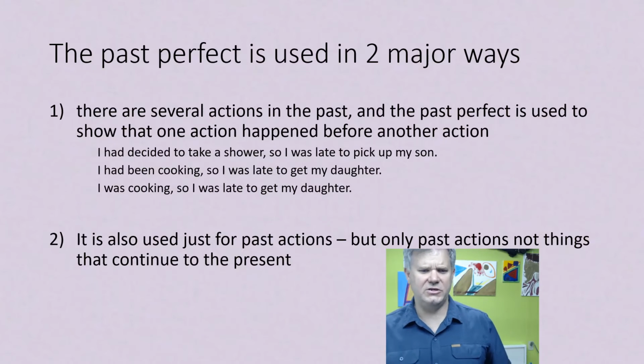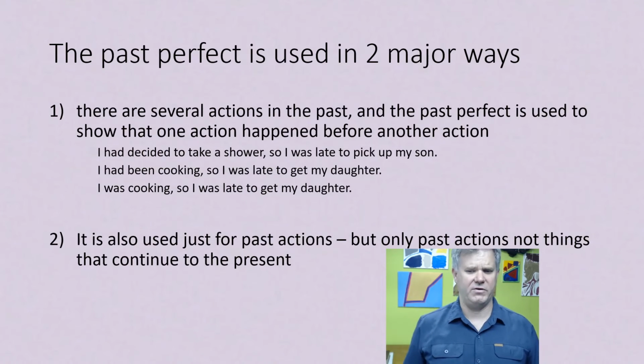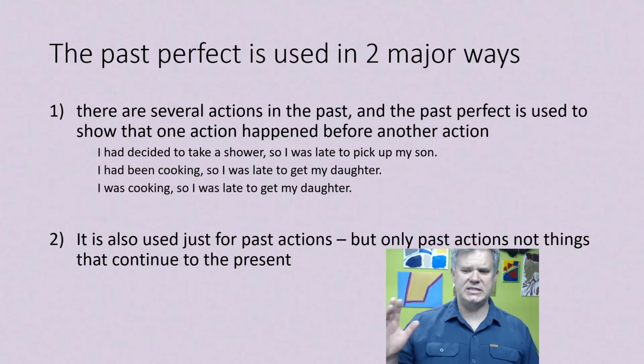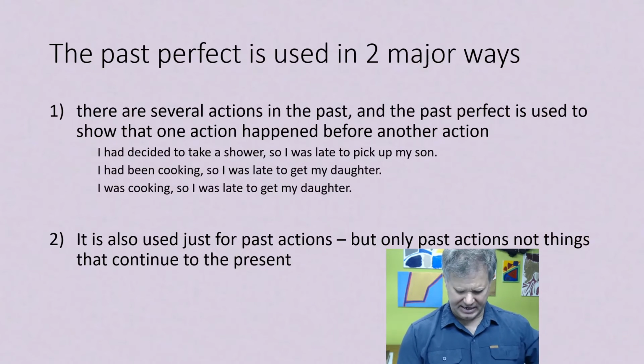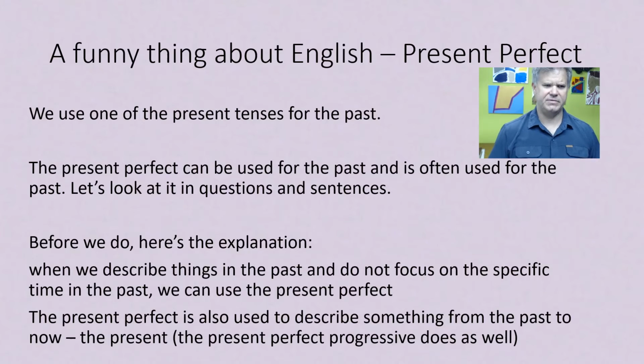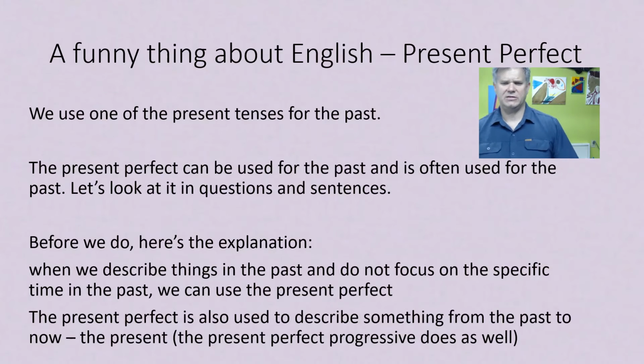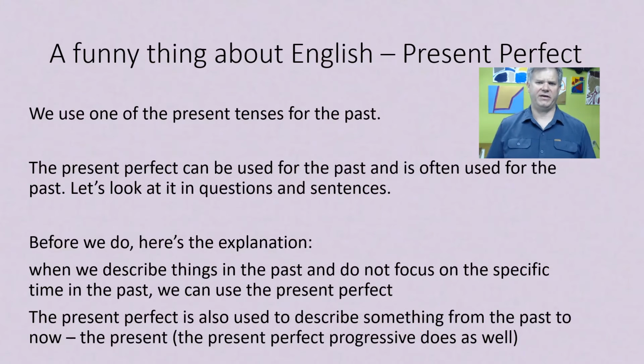It is also used just for past actions in general, but only past actions, not things that continue to the present. They finished, they're done, happened in the past. A funny thing about English is the present perfect. We use one of the present tenses for the past. The present perfect can be used for the past and is often used for the past. Let's look at it in questions and sentences.